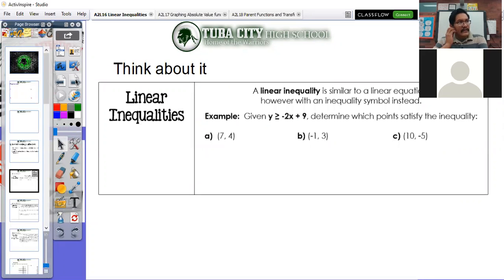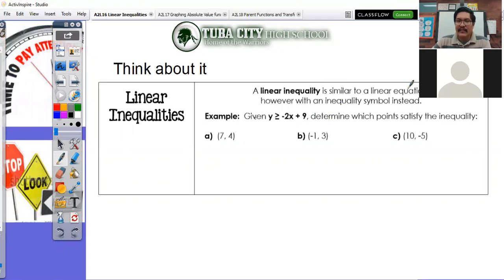So about linear inequalities, if you remember when we were talking about inequalities, a number can be either larger or smaller than where the solution begins. Like if x is greater than 5, certain numbers will make it true, others will make it false. With this, it's the same thing, except now you're worried about two things, the x and the y. It's similar to a linear equation, however, an inequality symbol is used instead.